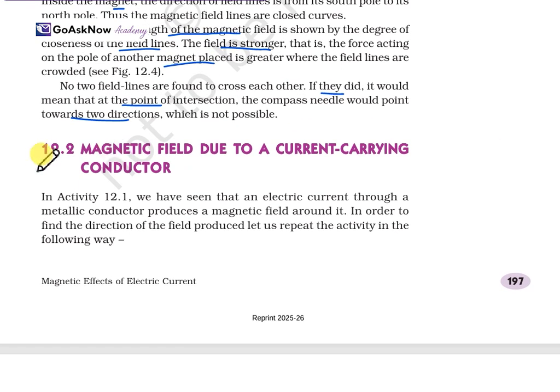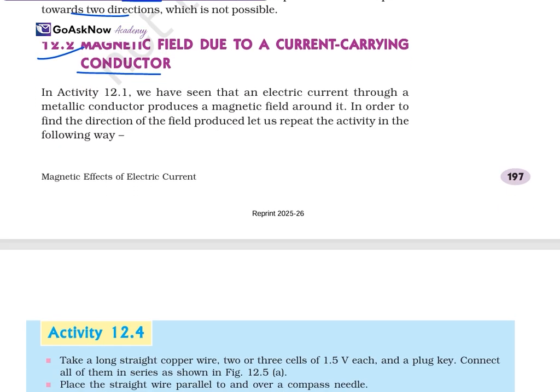Now let's move ahead with the magnetic field due to a current carrying conductor. In the first activity we have seen that electric current through a metallic conductor produces a magnetic field around it, right? As we pass the current, the compass gets deflected, so there was a magnetic field. In order to find the direction of the field, we have to find in which direction it is actually acting.